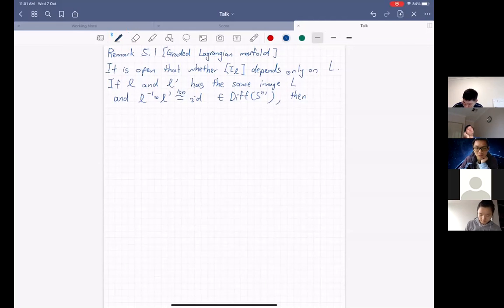Yeah, so if you have two embeddings with the same image, and you take one inverse and then compose with the other, you get the identity in the diffeomorphism group of Sn. Then you can actually prove that both Dehn twists are the same.